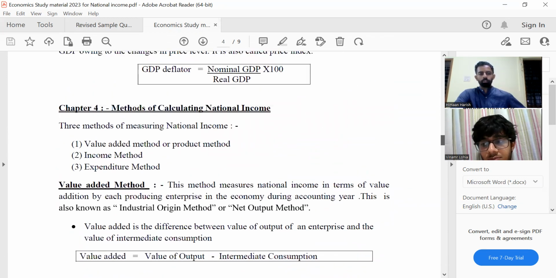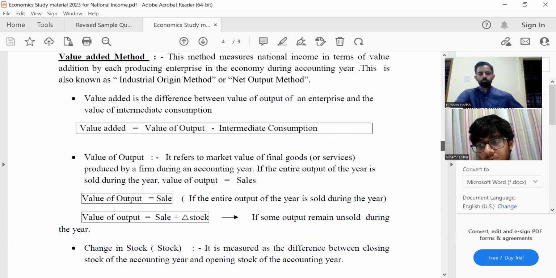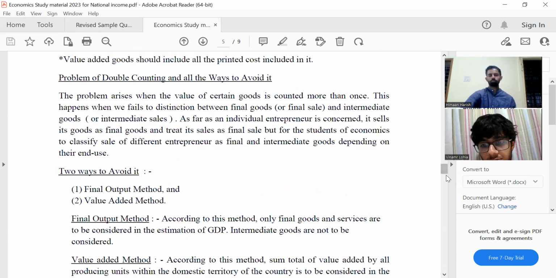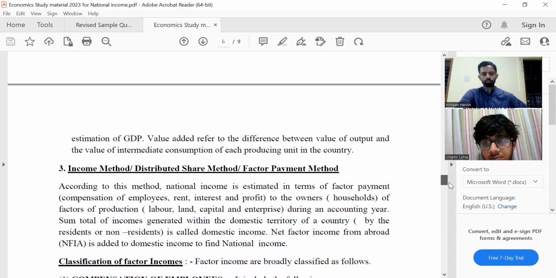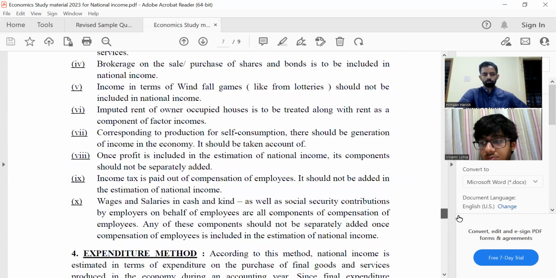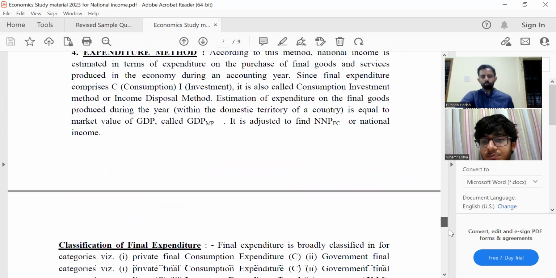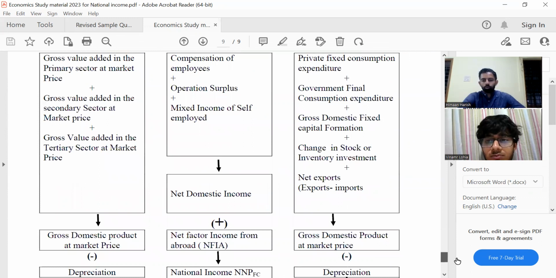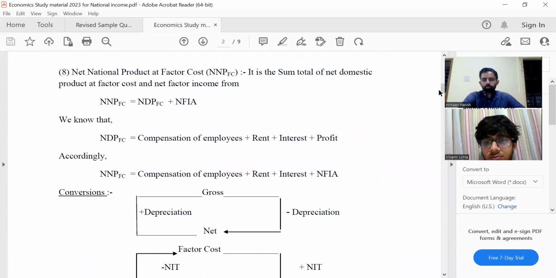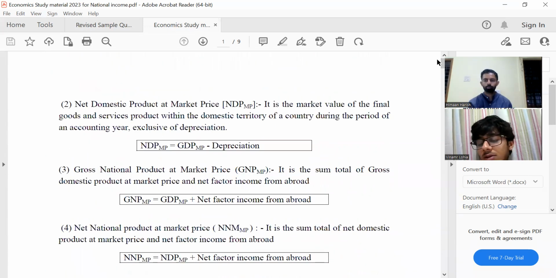And there are methods of calculating national income using all the 8 formulas. You can just go through. So, what do we do in the next session? Will we solve theory of income and employment? Yeah, theory of income and employment once more.